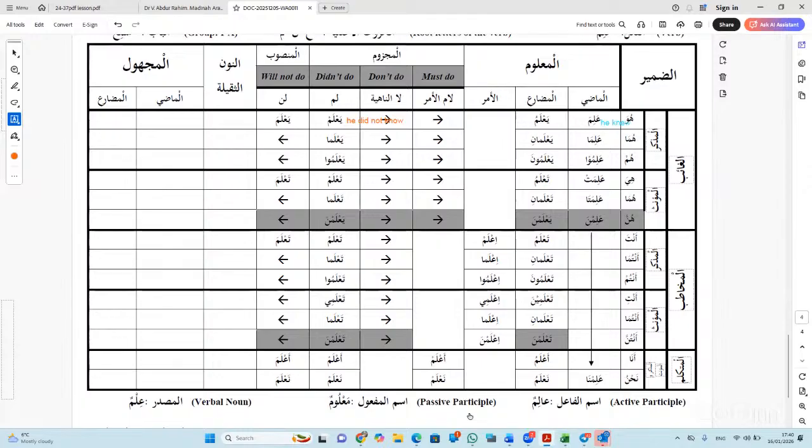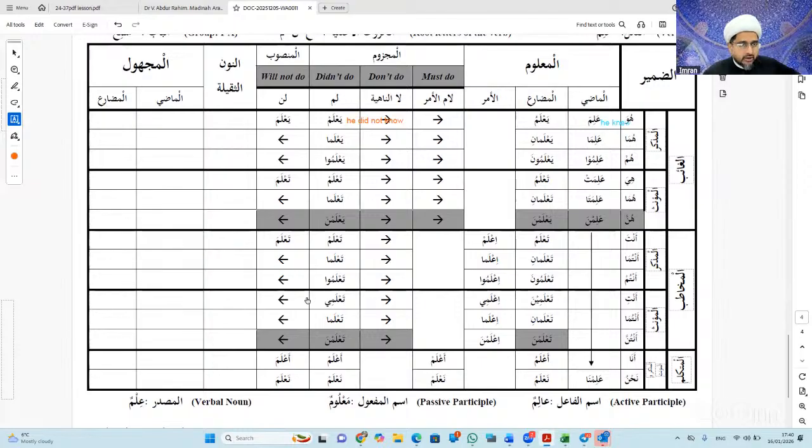Lam ta'lam, you male did not know. Lam ta'lama, you two male did not know. Lam ta'lamu, you all male did not know. Lam ta'lami, you female did not know. Lam ta'lama, you two female did not know. Lam ta'lamna, you all female did not know. Lam a'lam, I did not know. Lam na'lam, we did not know. It's a noon, not a ta. Yeah. Okay, lam na'lam. Sorry. Jazakallah khair. Thank you.